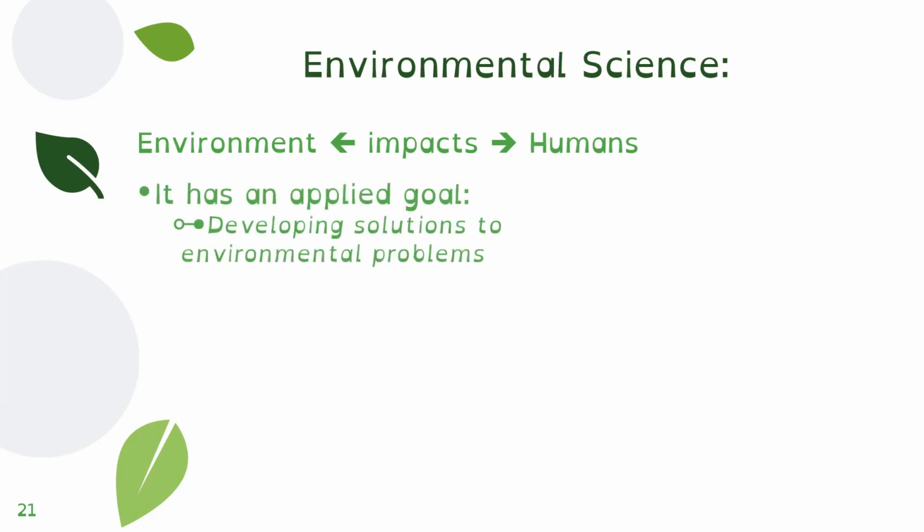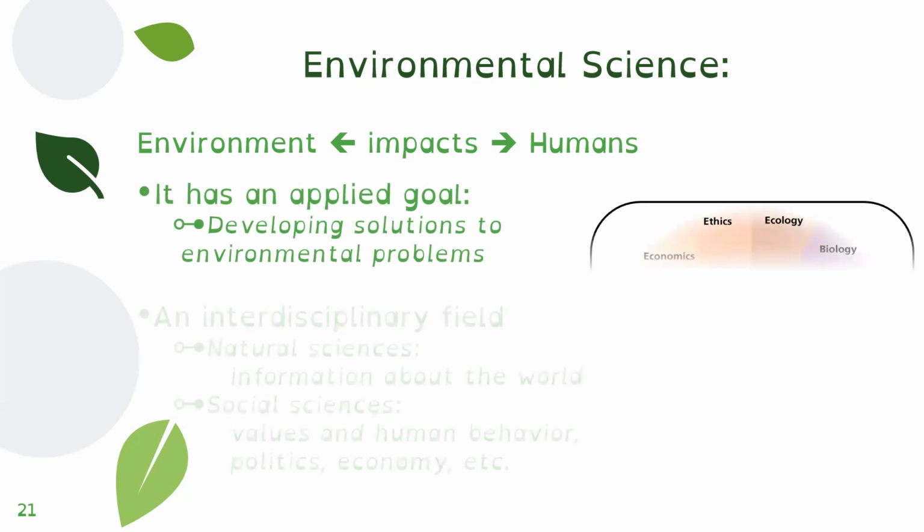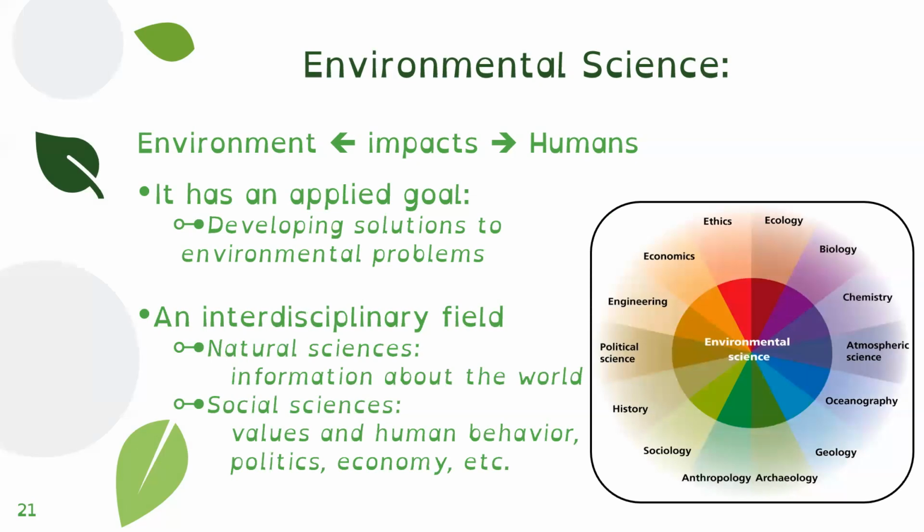Environmental science is really about looking at how the environment impacts humans and how humans impact the environment. So it has an applied goal: it's about developing solutions to environmental problems. And it's an interdisciplinary field. It connects the natural sciences, so information about the world, and the social sciences, which is about values and human behavior, politics, economy, etc. You can see on this graphic that environmental science is really connected to all sorts of things. This graphic shows ecology, biology, chemistry, atmospheric science, oceanography, geology, archaeology, anthropology, sociology, history, political science, engineering, economics, and ethics. So environmental science connects to all of these other things and brings them together in a wealth of information.